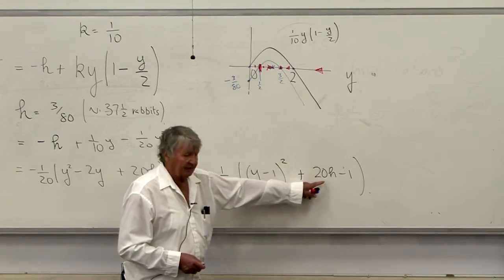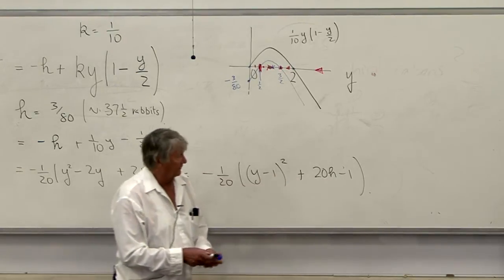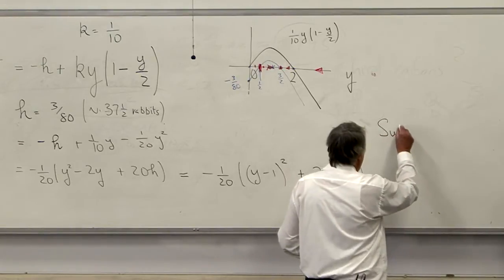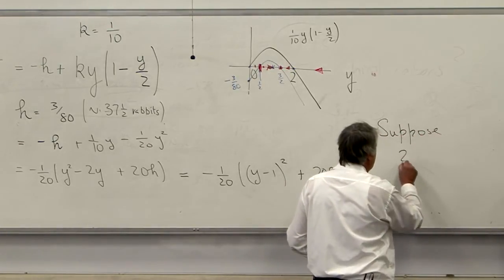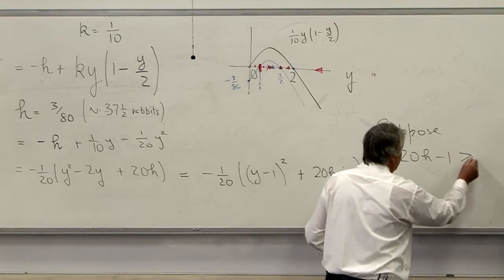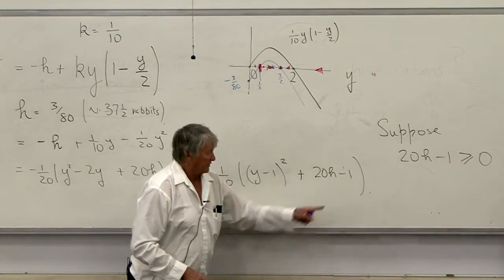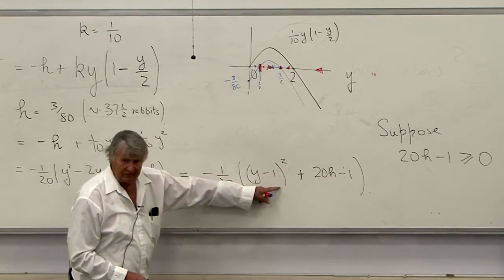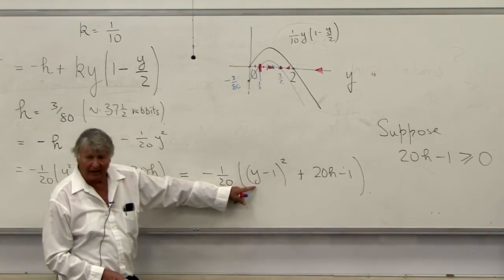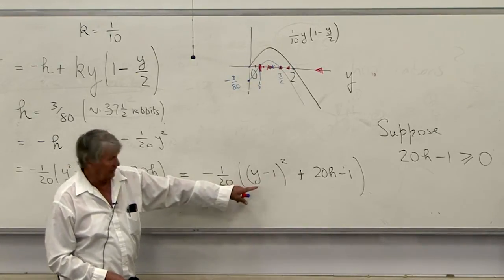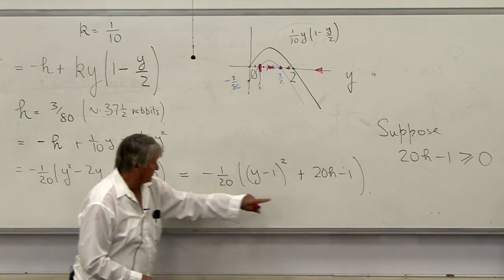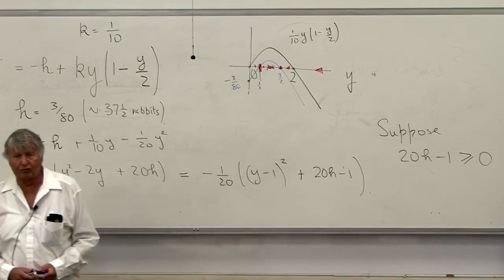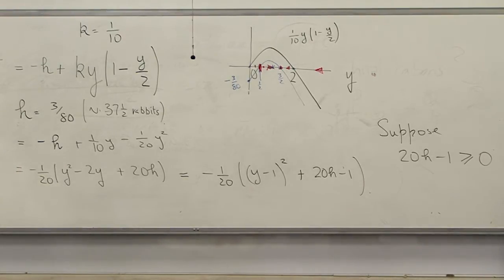But supposing the 20h minus 1 was greater than or equal to 0. So this guy is a constant, greater than or equal to 0. What's the sign, S-I-G-N, of this guy? Positive. So that's positive. That's positive. This is negative. So for all time, dy by dt will be negative. What's going to happen to the poor rabbits?